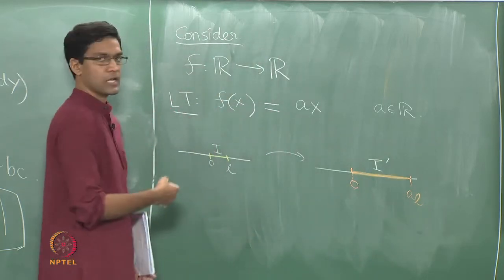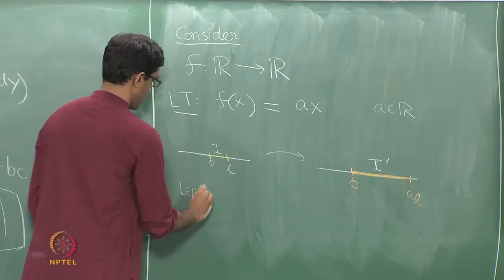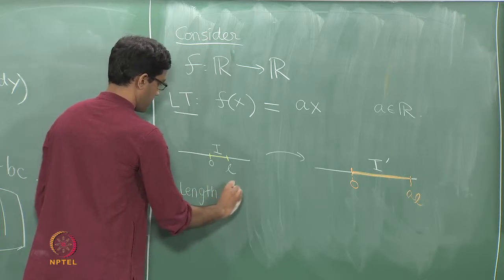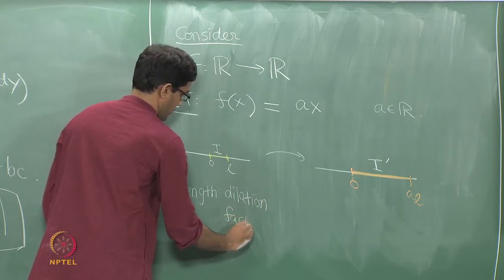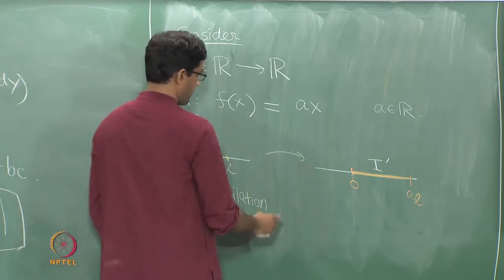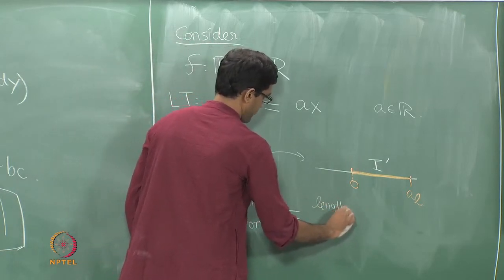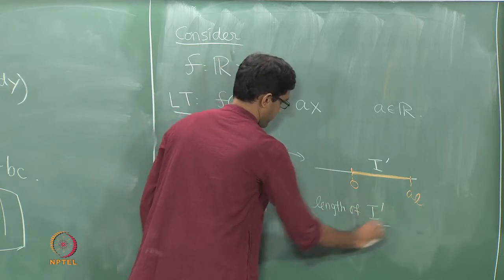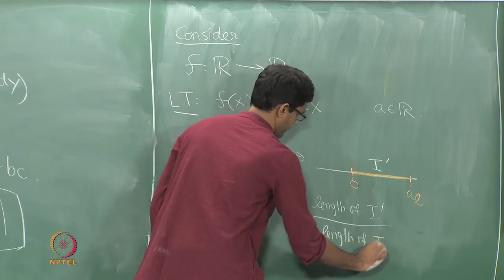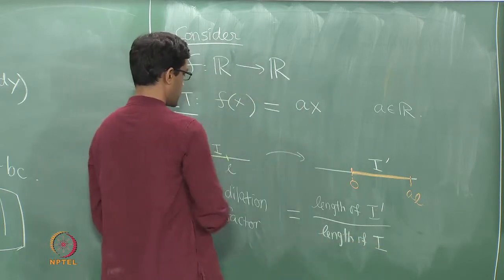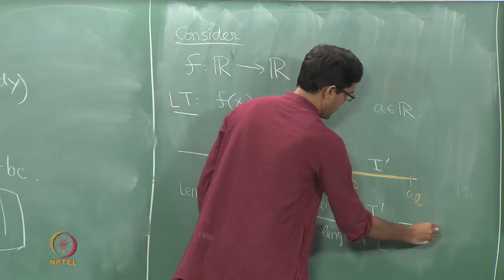And so now you can ask, what is the length dilation factor in this case? Okay. So here the length dilation factor for the map f is the following, it is just the length of I dash divided by the length of I, and observe here that I dash has A times the length of I. This is AL and this is L, so this is just going to be A.